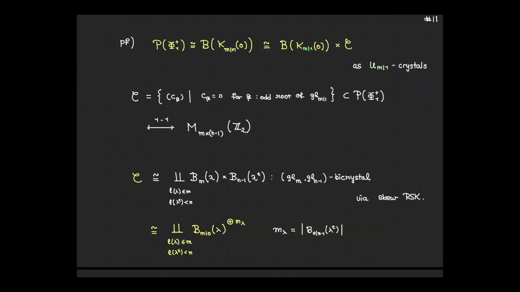Since the rank for the part of n has been reduced by 1, it is a crystal over the disjoint union of the crystals B_m(λ) and B_{n-1}(λ^T) with the following length conditions. But if we ignore this crystal structure, then the multiplicity of each B_m(λ) is given by the number of elements in that crystal.